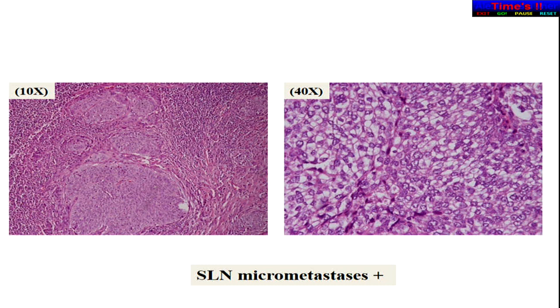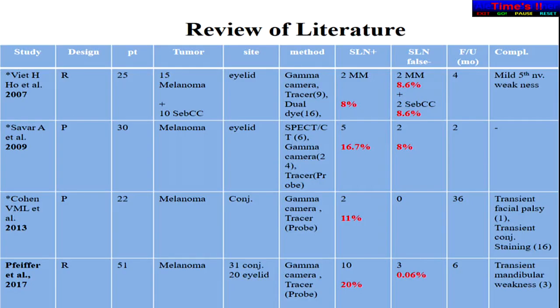This was a case of sebaceous cell carcinoma. If you review the literature, you will see that in most of these studies, the sentinel lymph node positivity varies between, say, 5% to 20%. The latest review, published in 2017, found that the sentinel lymph node positivity is seen in around 20% of patients, and false negative reports are very rare. If you see the complications, they are very few, and most of them are transient.